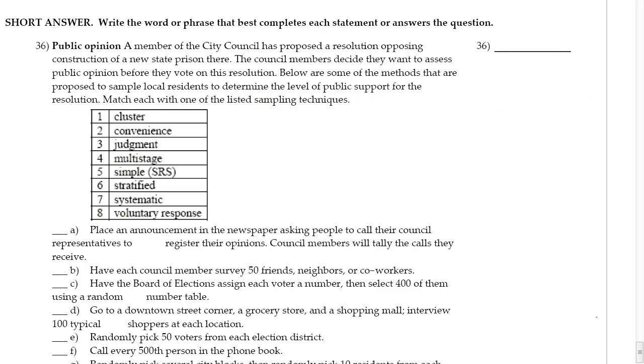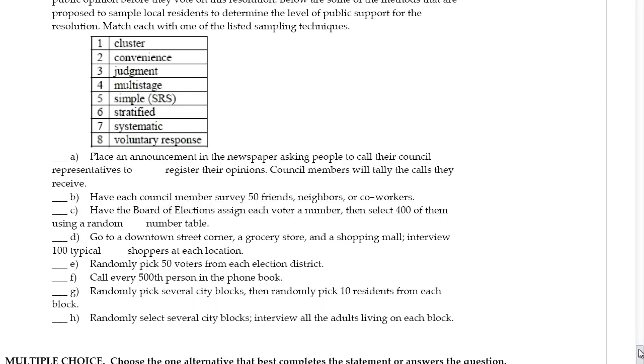Okay, so now that I've read the question, I can scroll up and make sure that you can see everything. And so here, place an announcement in the newspaper asking people to call their council representatives. Council members will tally the calls that they receive. All right, so you're asking people to call in. That's a voluntary response. Have each council member survey 50 friends, neighbors, or co-workers. That's pretty convenient.